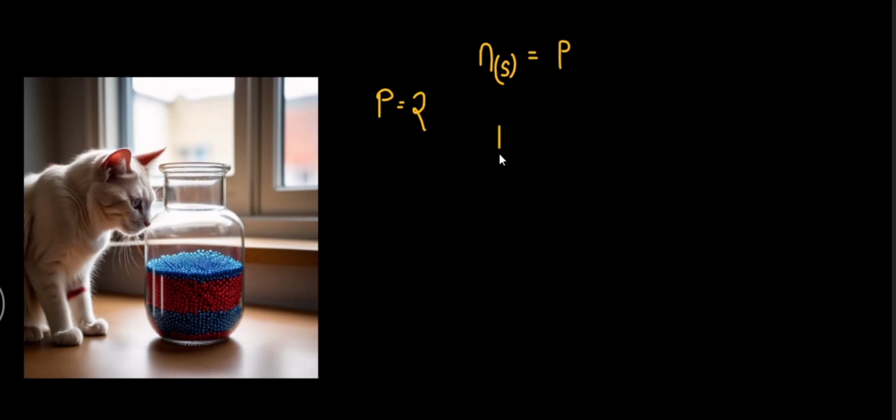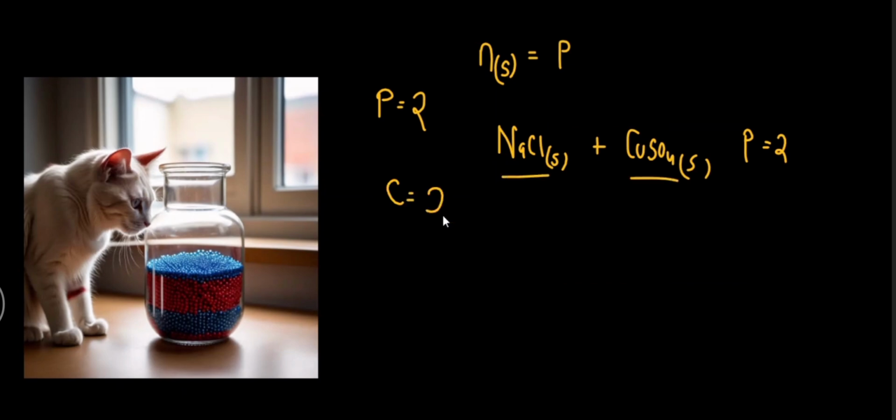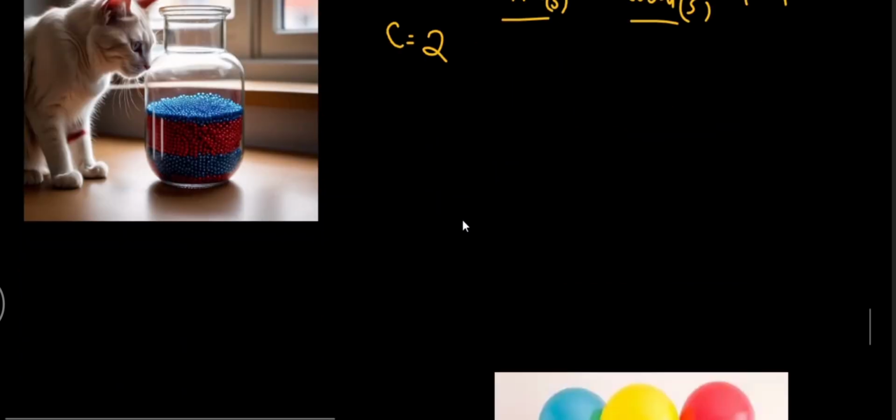Okay, if I am having NaCl in solid state and copper sulfate in solid state, these are two different solids, right? Two different solids, so the number of phases would be 2. If I am adding one more solid, the number of phases would be 3. So the number of solids would be equivalent to the number of phases. Again, components. What would be the components? NaCl and copper sulfate. So the number of components is 2. Degree of freedom you can easily calculate.